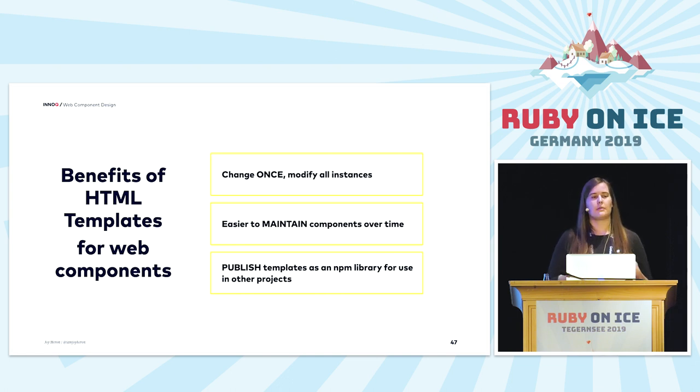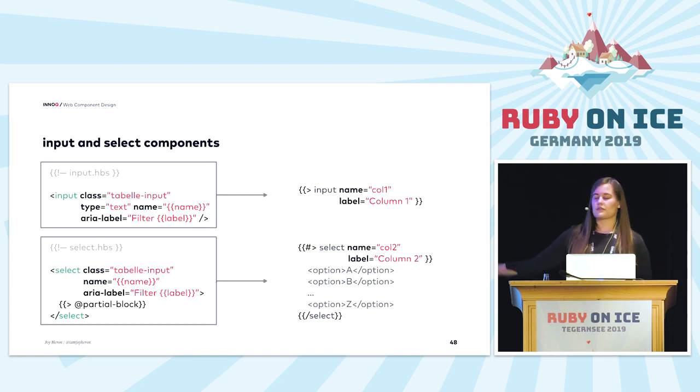And I can also publish these templates that I write using some mechanism, maybe an NPM library or some other means, so that these templates can be used in another project. So this is what that would look like. On the left, we see what this would look like as Handlebars Partials. I don't think it's important which templating engine you use at this point, but it's helpful to use a templating engine, because then we can just use the components as we see on the right.